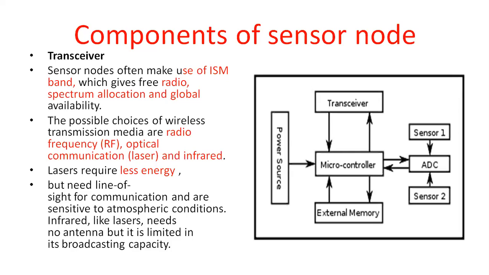Optical communication requires very little energy, but it needs line of sight and is very sensitive to conditions. Infrared communication is like laser communication and needs no antenna, but it is limited in broadcasting capability. Optical communication has broadcasting capability, but infrared communication is limited in broadcasting.